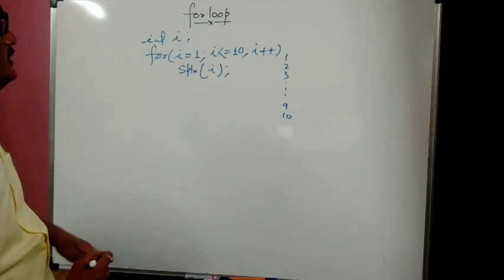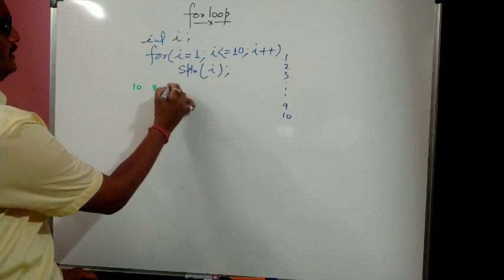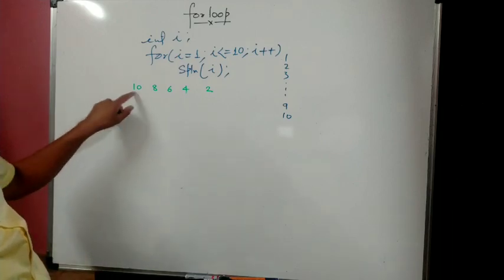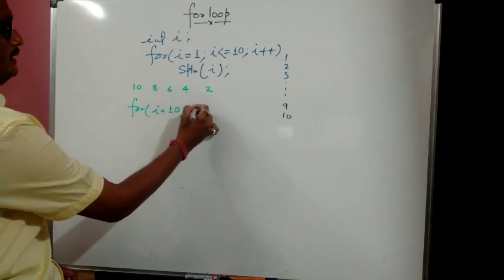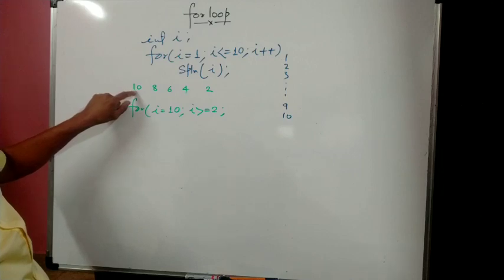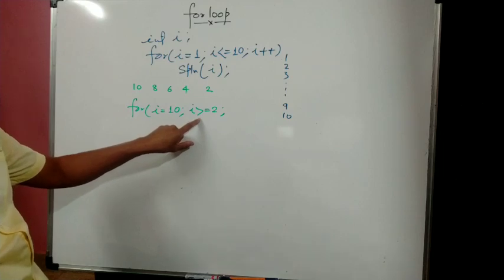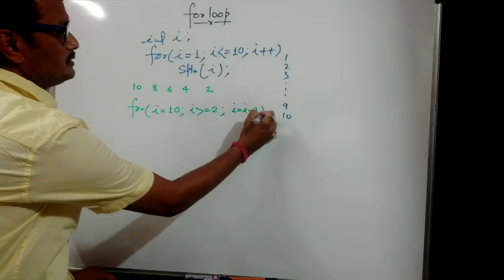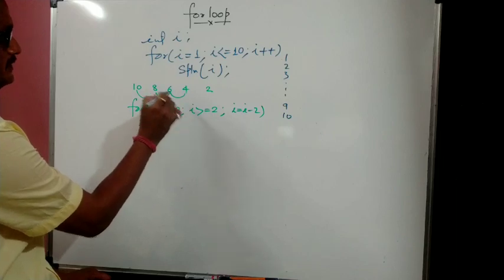And suppose you want to print in this way: the first value will be 10, next will be 8, then 6, then 4, then 2. So the starting value is 10. For that we have to write I = 10, I >= 2, where the starting value is greater and the last value is smaller. So you have to write I = 10 and I >= 2, and here the decrement will be I = I - 2. Why I - 2? When you see this series, it works by minus 2. What is the difference? Minus 2.